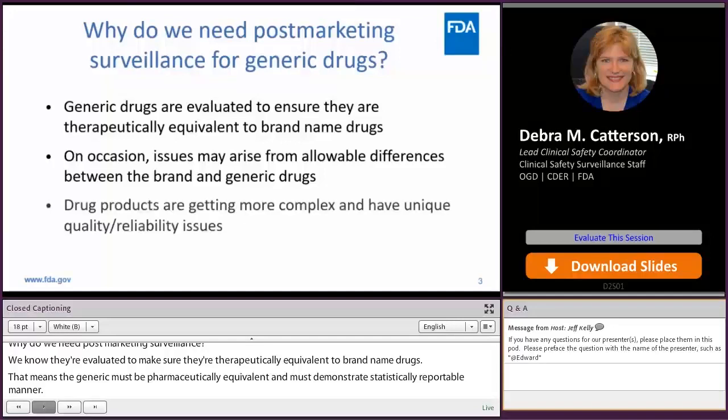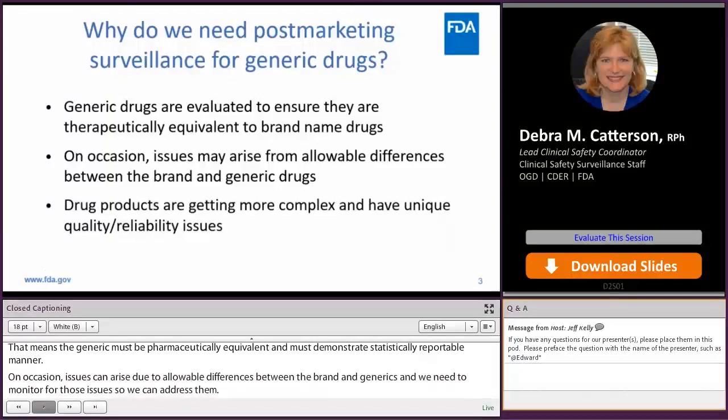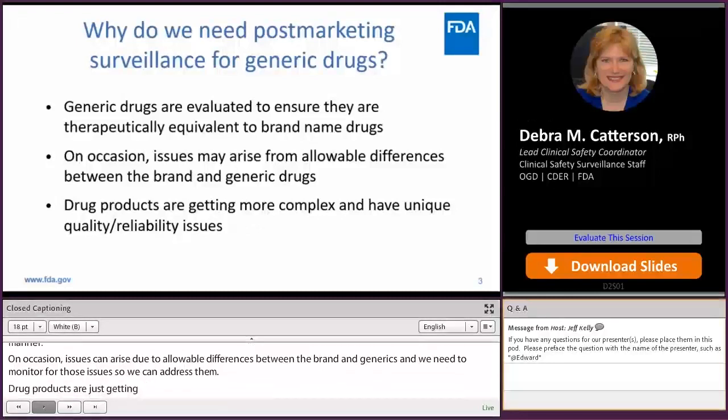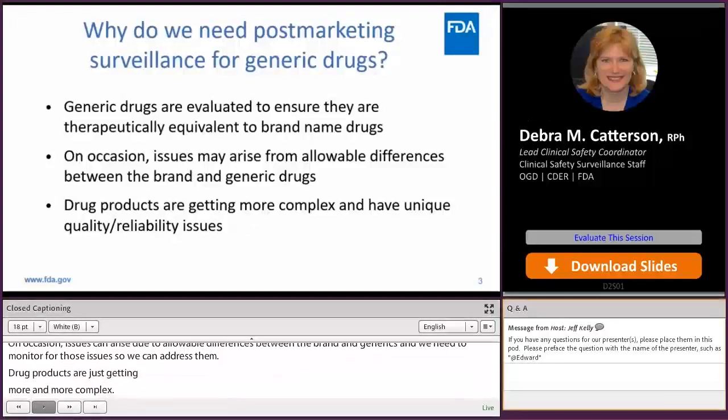And drug products are just getting more and more complex. We have complex formulations, such as liposomes, emulsions, and gels, complex dosage forms, such as long-acting injectables, transdermals, and metered-dose inhalers, and complex drug-device combinations, just to name a few. And these complex drug products have unique quality and reliability issues.